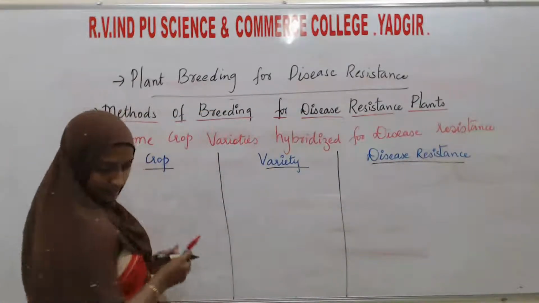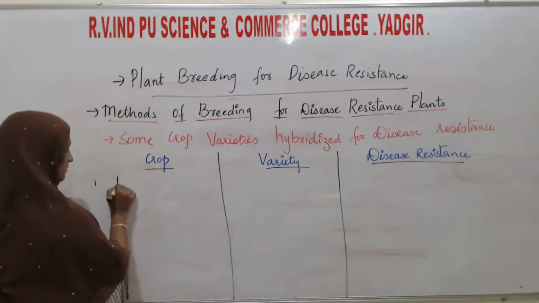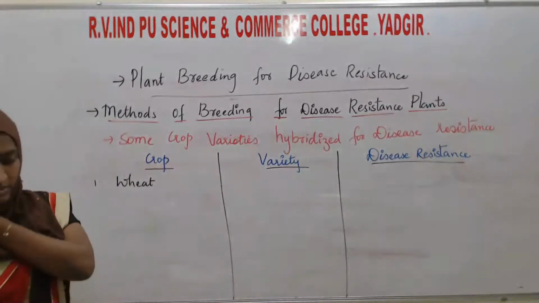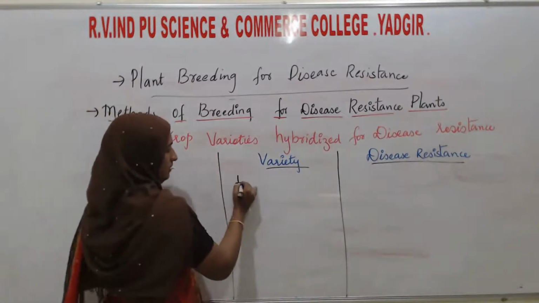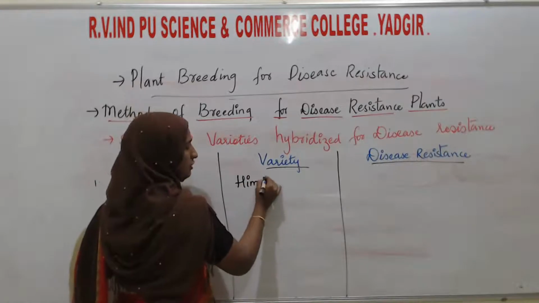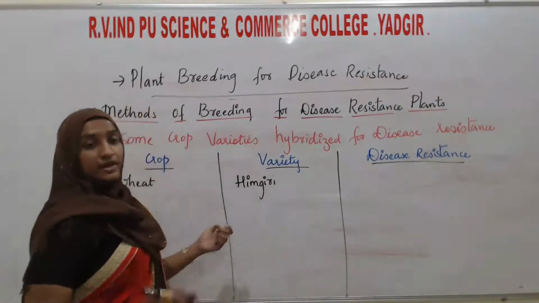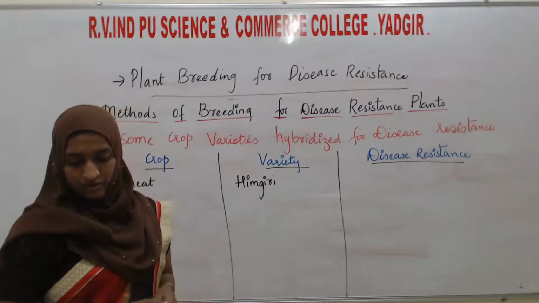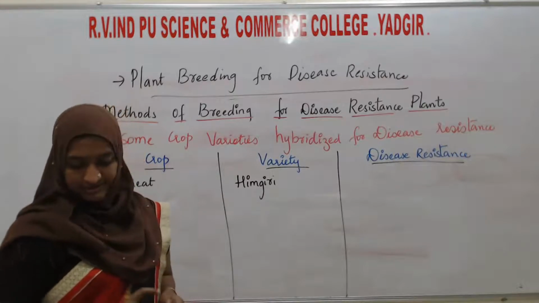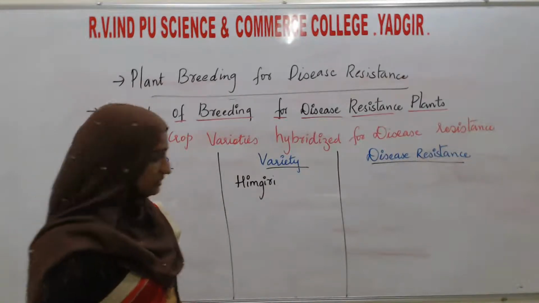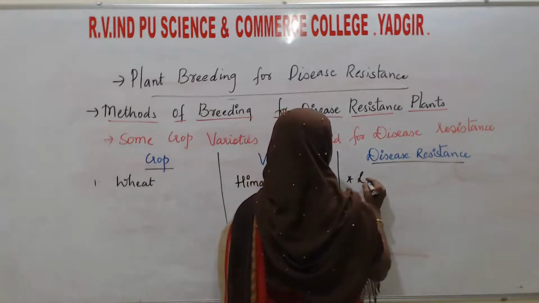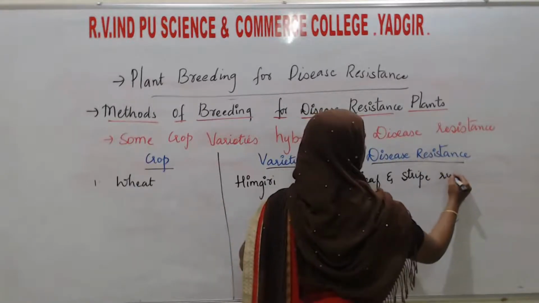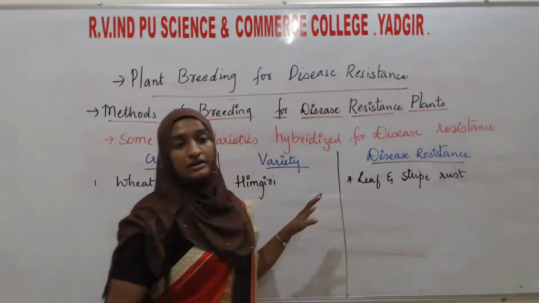First one, that is a wheat. Okay, first wheat variety is there. What is the variety name? It is Himgiri. This is the new variety which is developed by conventional method for plant resistance. And what is that resistance to disease? It's a disease resistance means leaf and strip rust. This is one of the fungal diseases.